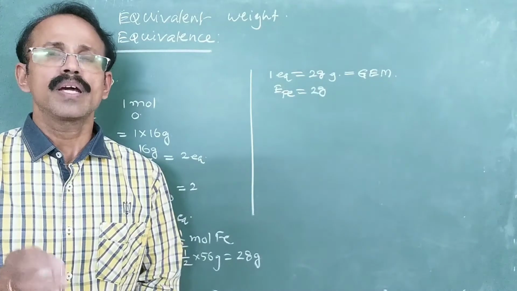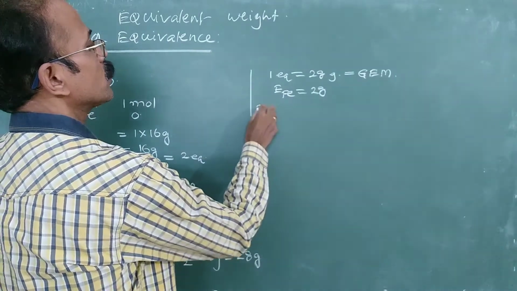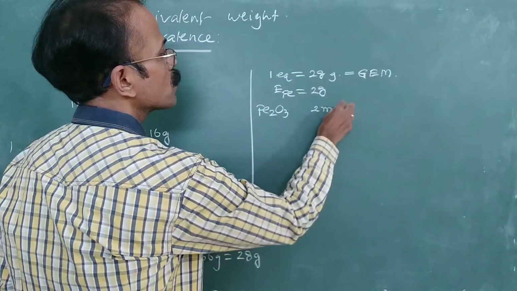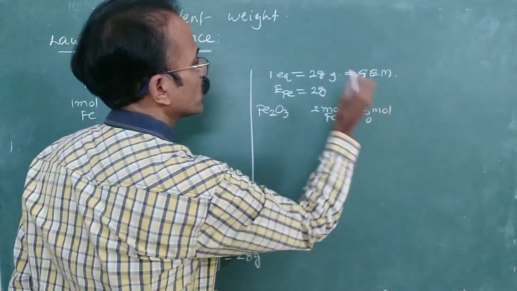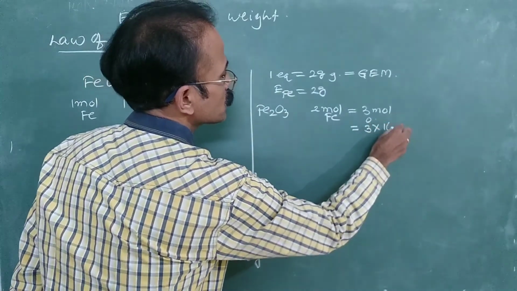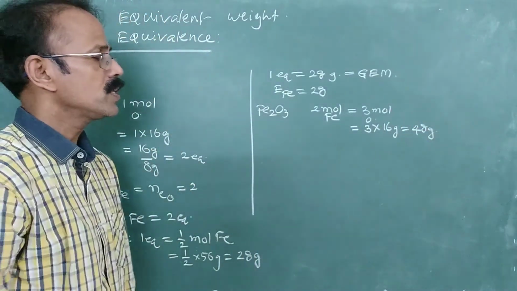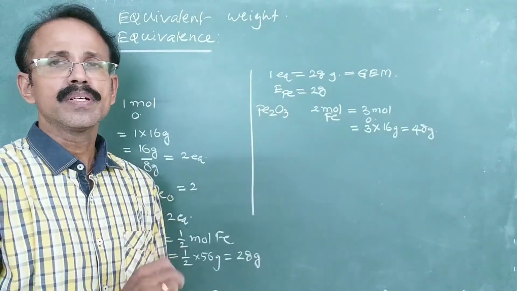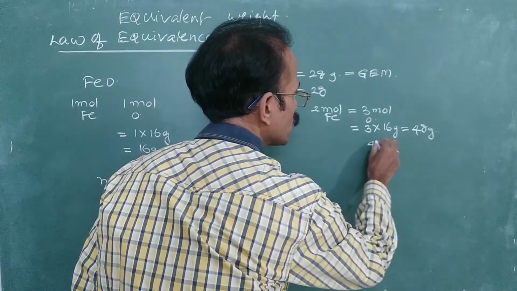So I'll give another example, that is ferric oxide. It is formed by combination of 2 mole of iron with 3 mole of oxygen atoms, and 3 mole of oxygen means 3 into 16, that is equal to 48 gram. We know that equivalent mass of oxygen is 8, or 8 gram is equal to 1 equivalent. Now 48 gram is equal to how many equivalents?